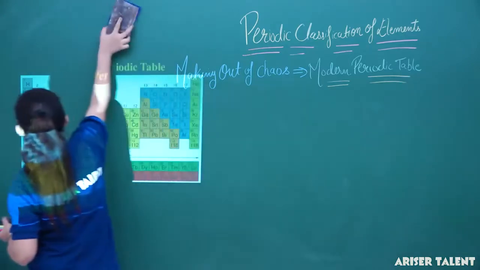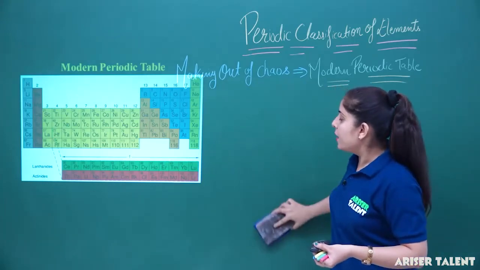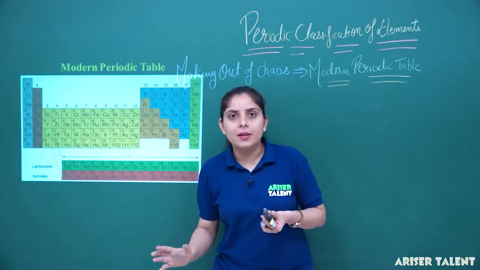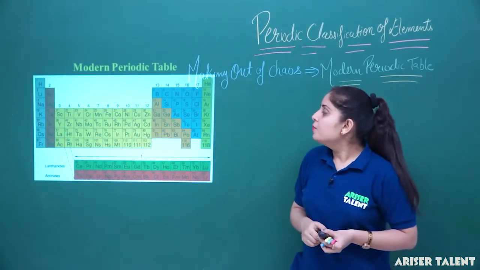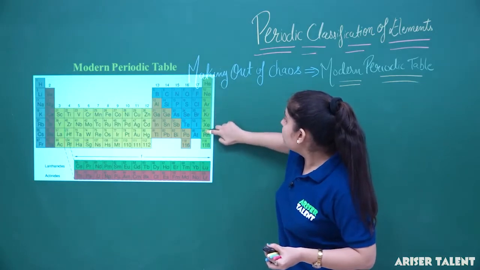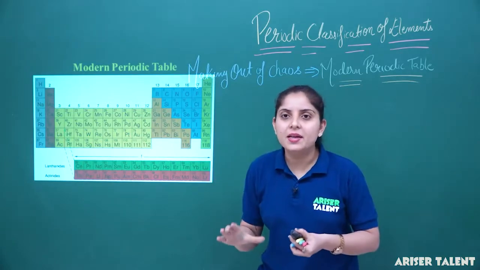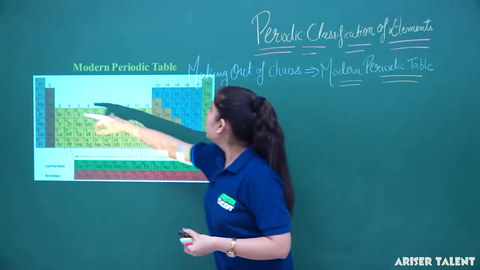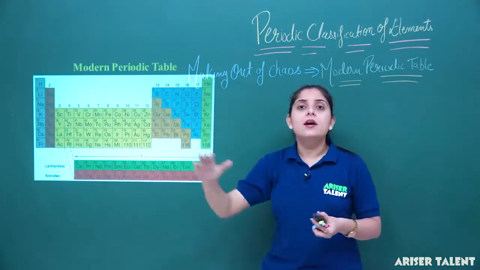I can rub from here so it might be visible to you. This is our modern periodic table, and you can easily see that it is the long form of the periodic table. Now you can see the 1, 2, 3, 4, 5, 6, 7. These 7 horizontal rows are known as periods, and the groups are divided vertically, counting from 1 up to the 18th group. So the vertical columns are termed as groups.